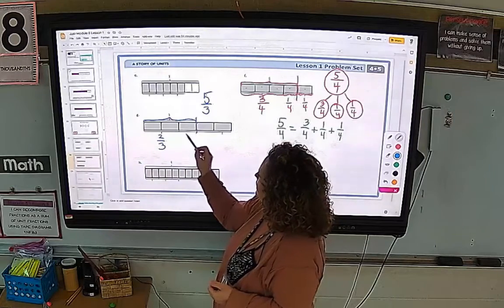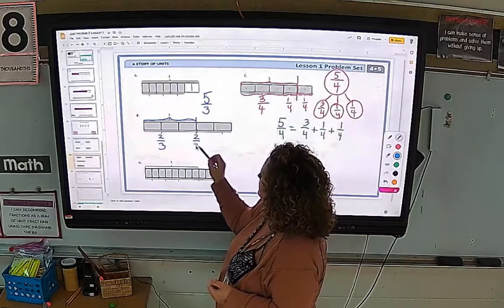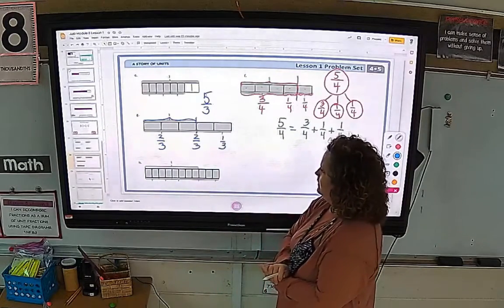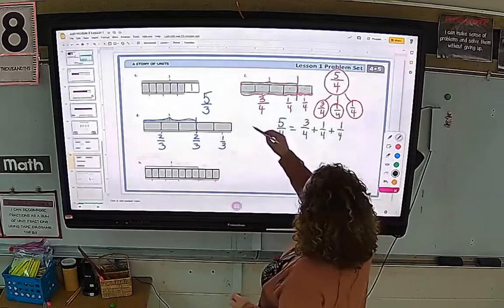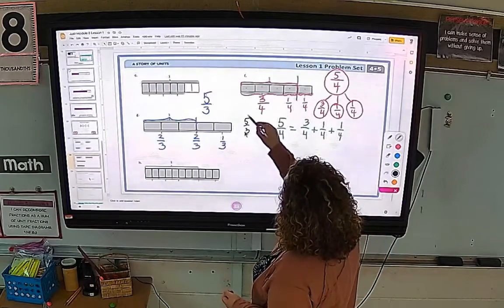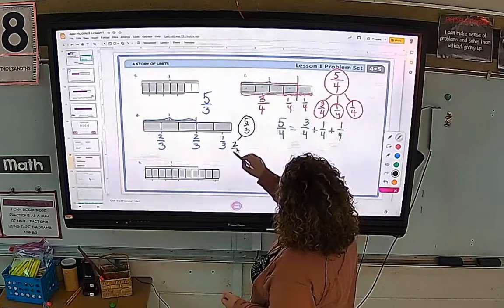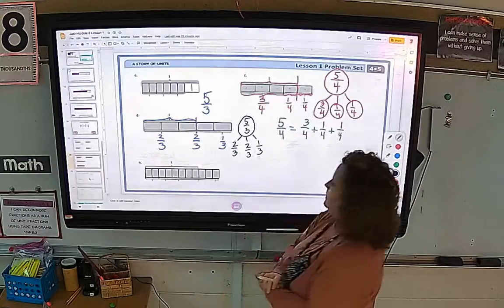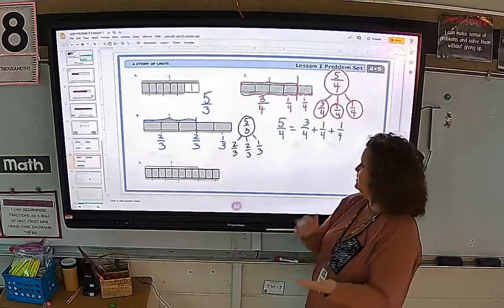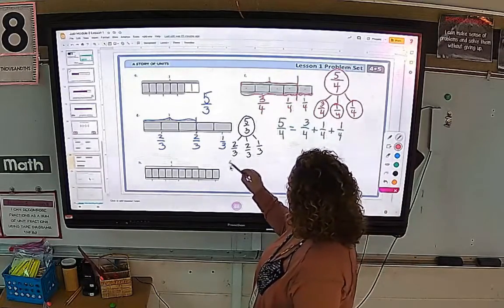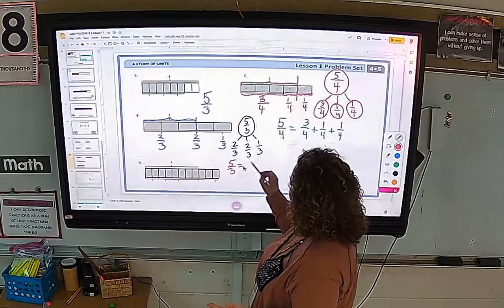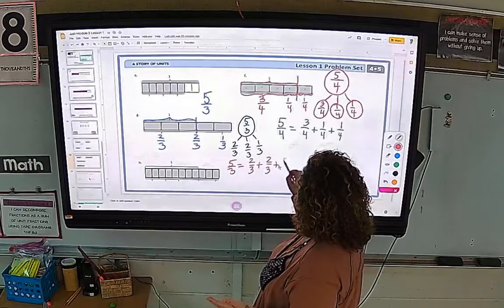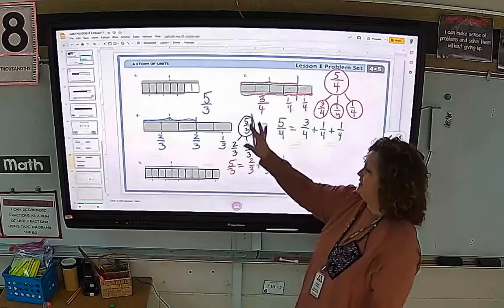And how many are right here? Another 2/3. And how many are right here? Just 1/3. Okay. So my number bond for right here would be 5/3, 2/3, 2/3, 1/3. Okay. Turn that into an addition sentence, and we've got 5/3 is equal to 2/3 plus 2/3 plus 1/3.